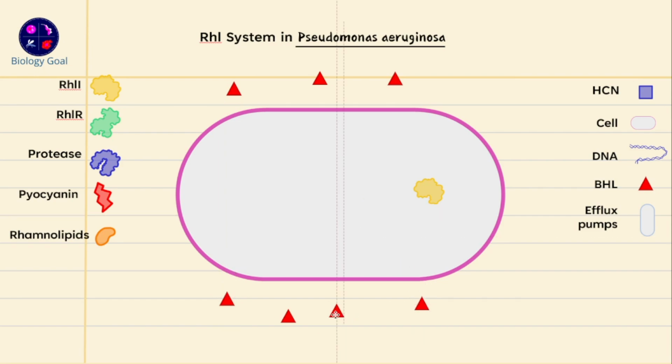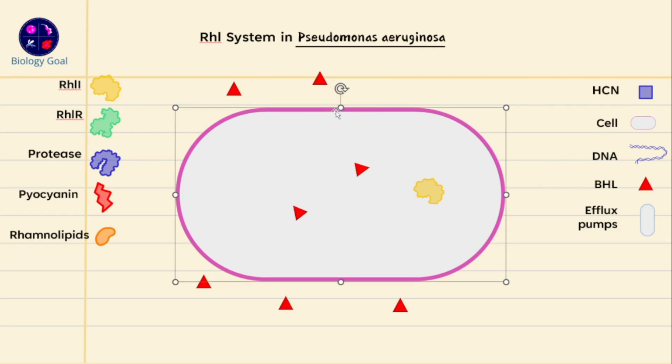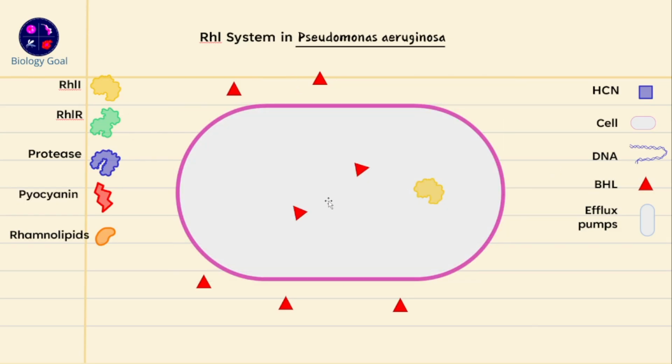And depending upon how many cells there are in the environment, these molecules can be released, and they also have the ability to enter inside the cell. So at one point of time, molecules will be present inside as well as outside, because they can diffuse in and out. And if you have more cells, for example, multiple Pseudomonas aeruginosa cells in that environment, you will have more concentration of these AHL molecules, or BHL molecules rather, and because of that, it can activate the signaling pathway. Now, how is this butyryl homoserine lactone molecule being produced?